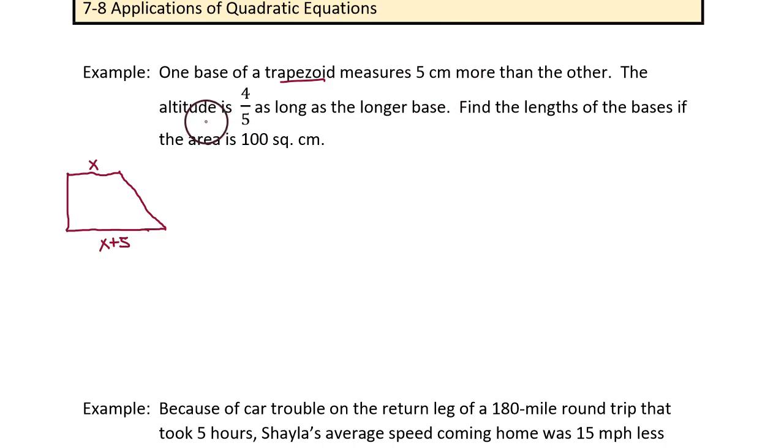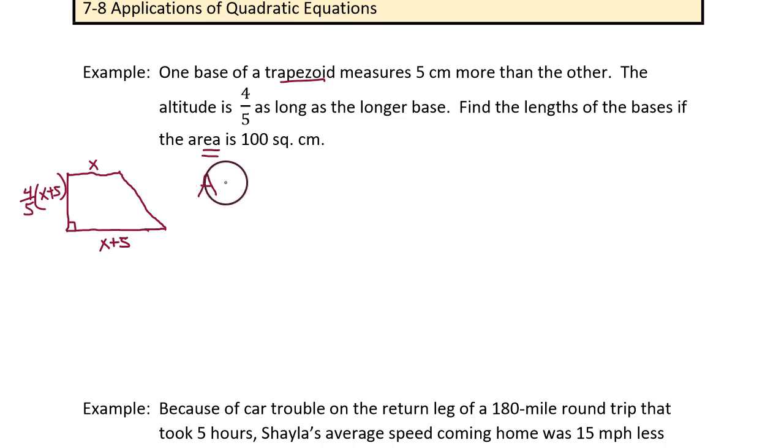We're told the altitude is 4/5 as long as the longer base. So in our trapezoid, the side that runs up and down is 4/5 of the x plus 5. I've labeled that on this side of the trapezoid, and that takes care of the second sentence of information. Now we're asked to find the lengths of the bases if the area is 100.